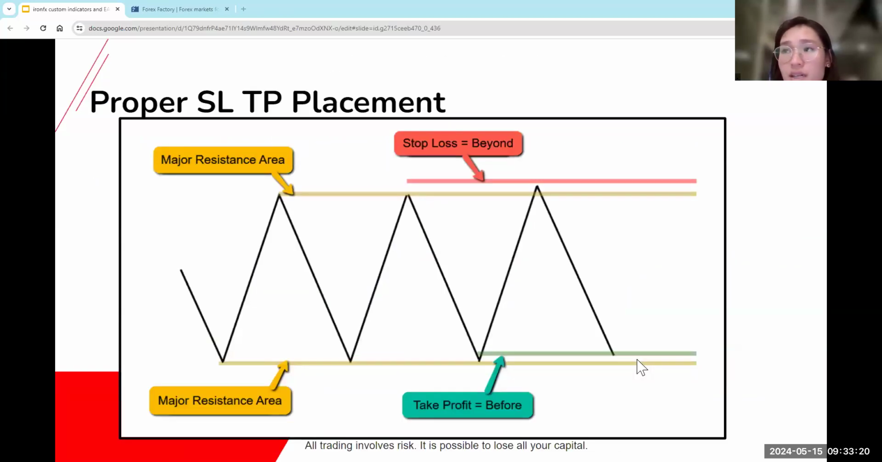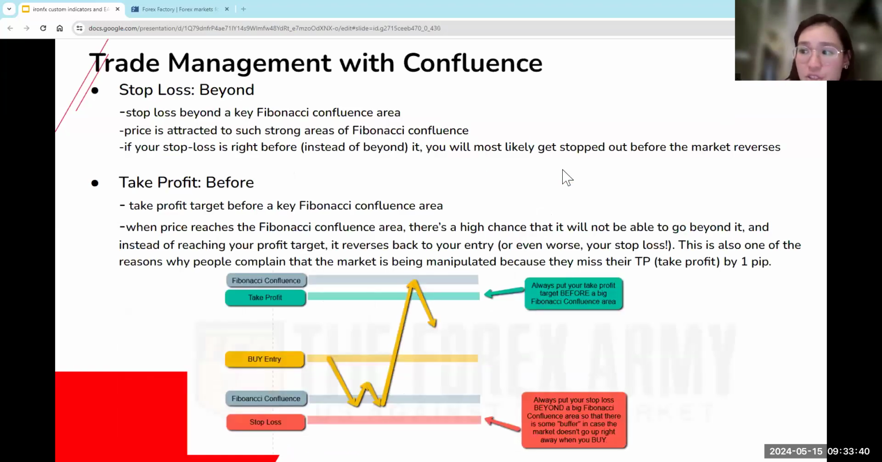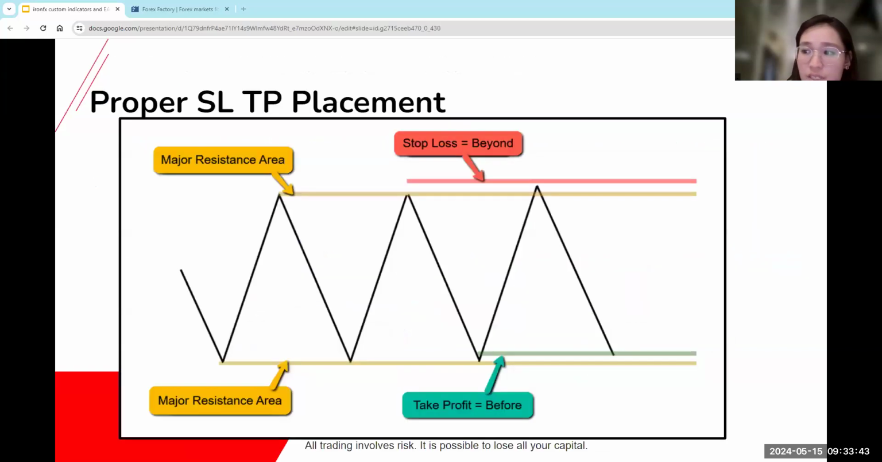For our sell entry, which is in this example, we'll place your take profit and stop loss before any resistance areas. So basically above it, like this. Okay, so again, for buy entries, we'll place it below your key areas, and for sell entries, we'll place it above it. That's an easier way to remember. So yeah, this is the proper stop loss and take profit placement to ensure that you maximize your wins and minimize your losses.